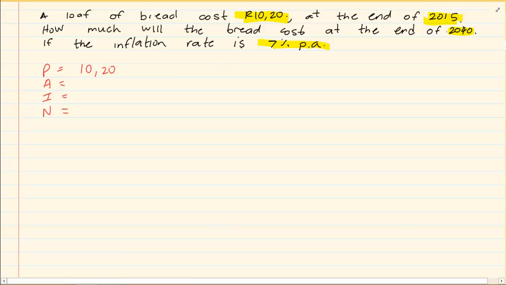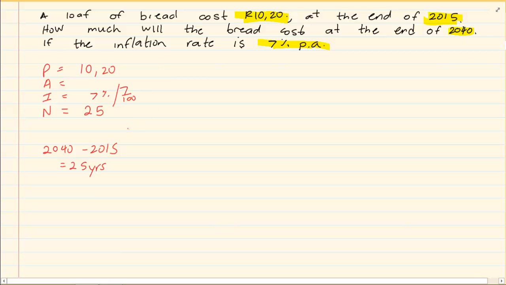To calculate the number of years, we know we are in 2015, we have to get to 2040, which means we have to subtract, which gives us 25 years. So our N is 25. Our I is 7%.